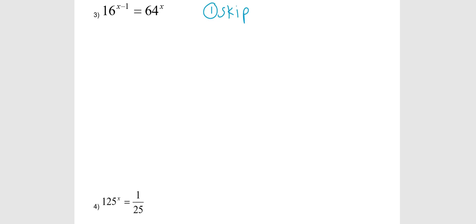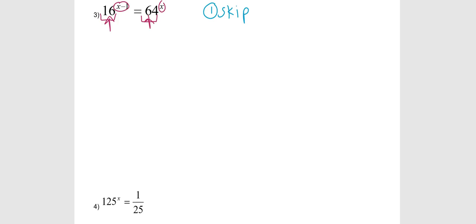So the first step is we want to isolate the power. So in this problem, we are going to skip that step because the exponent in the base is already by itself. Step 2, we want to rewrite each side so that the equation has the same base on the left and the right. Right now, it has a 16 with an exponent, and it has a 64 with an exponent. We want them to have the same base. So we want this number and this number, the 16 and the 64, to be the same.